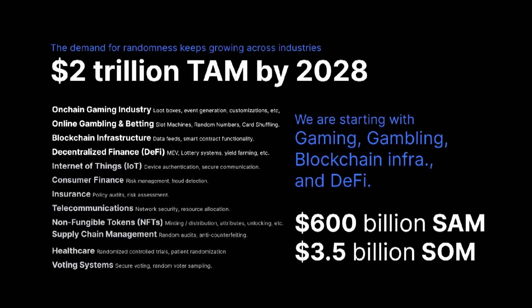And we estimate a $600 billion SAM currently, and a $3.5 billion SOM. Our initial major approaches, and the major systems that require secure randomness currently, are Web3 gaming, DeFi, and blockchain infrastructure. For example, consensus systems, proof-of-stake ones that leverage secure randomness.